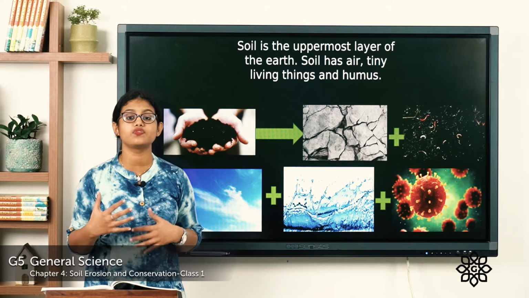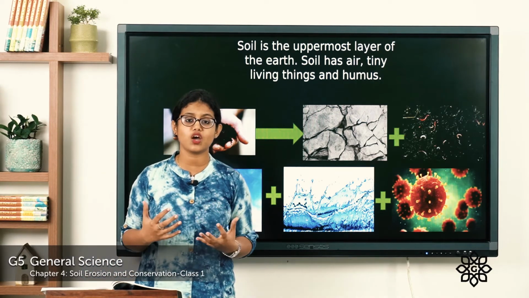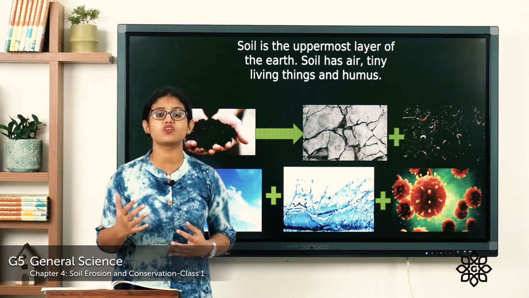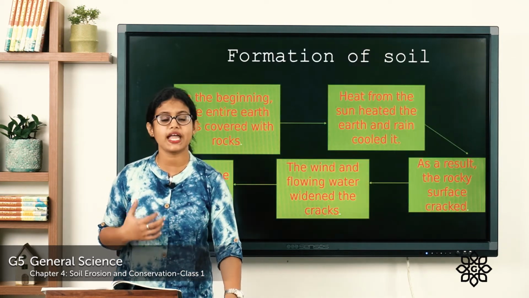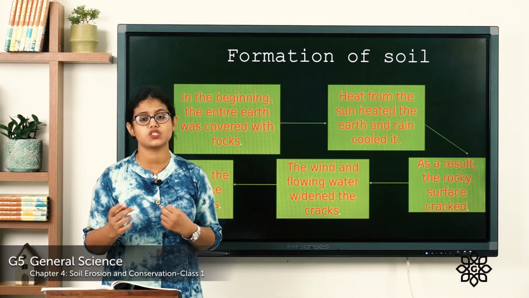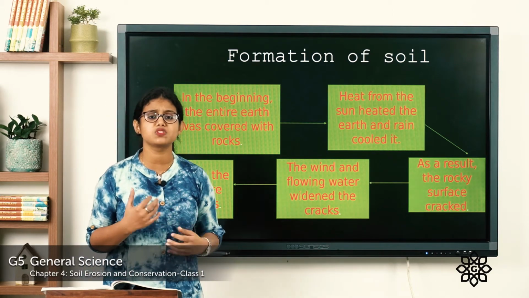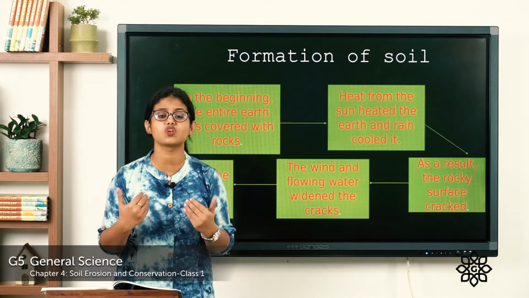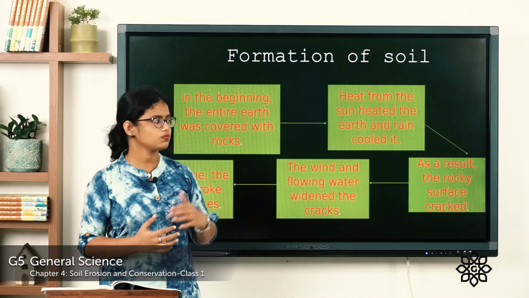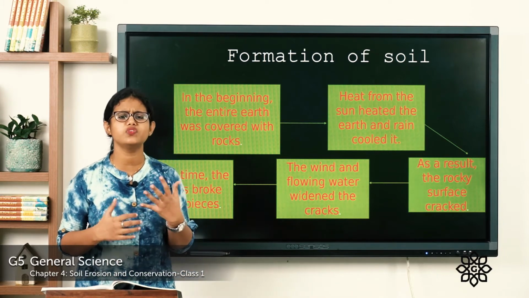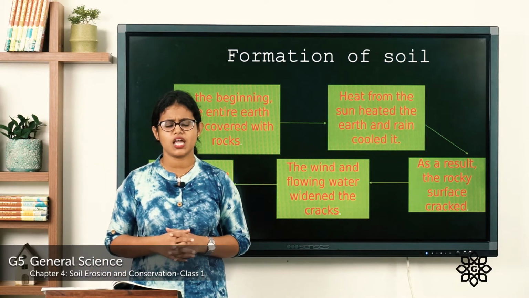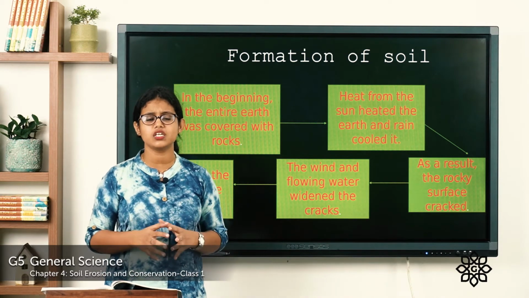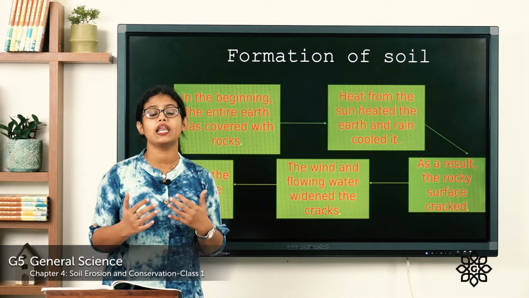Then again coming to the formation of soil. Do you know when the soil formed? As mentioned earlier, it is formed millions of years ago. So let me explain to you the formation of soil. Millions of years ago, there was no soil on the earth. The earth was covered with rocks. And by the action of the wind, rain, frost and heat, these rocks broke into larger pieces.